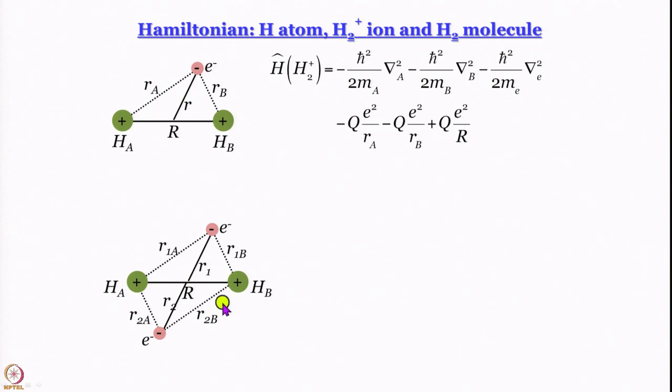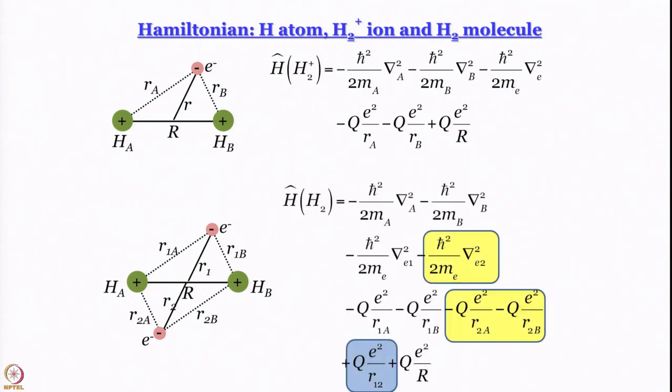Nucleus-nucleus repulsion is accounted for, and the other term that you have to bring in is, of course, the kinetic energy of the second electron, minus h cross square by 2 me del 2 square. And finally, the additional term is electron-electron repulsion. Electron-electron separation is r12, so that will be plus q square by r12. So, I have shown you the additional terms that come in with respect to the H2 plus Hamiltonian in highlights.